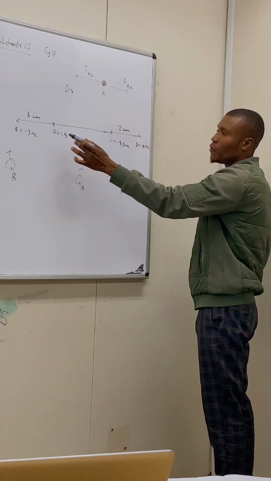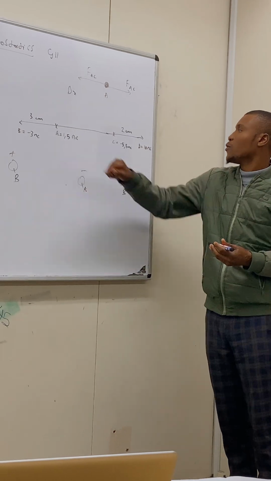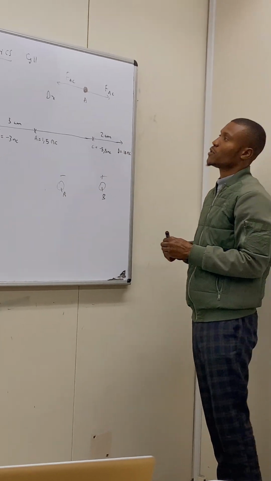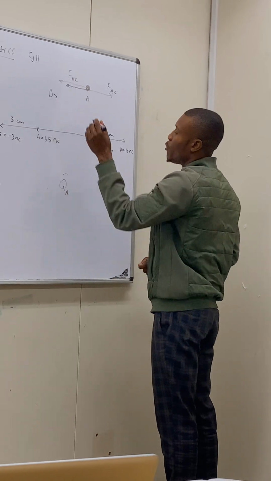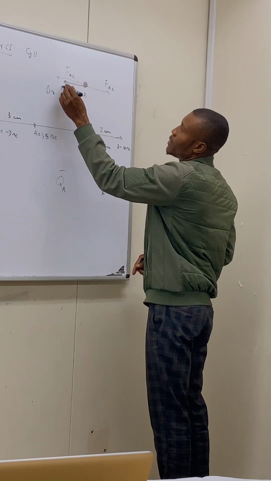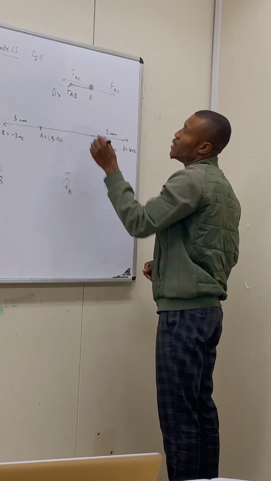Then again for A and D, you can see that A is positive and D also is positive. So we'll have another arrow pointing in the west direction. It's the force between A and D.